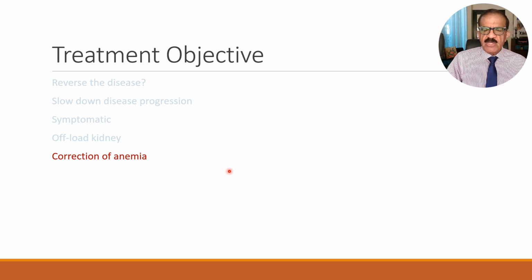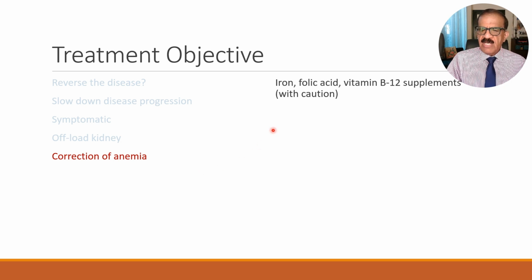Another objective is correction of anemia. This is actually a further step, because many patients with renal disease are anemic, and there are multiple reasons actually. They may be anorexic, they may not be taking enough food, and so there may be deficiency of iron, deficiency of folic acid, deficiency of vitamin B12. So all these must be given.